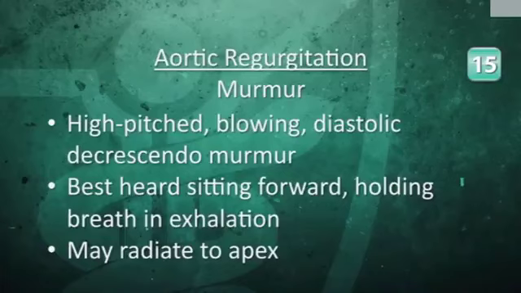This is best heard with the patient sitting forward slightly and holding their breath in exhalation. You tell the patient just breathe normally and then stop when they exhale. You tell them stop breathing and you can listen. And that's the best way to hear aortic regurgitation. This murmur may radiate to the apex.